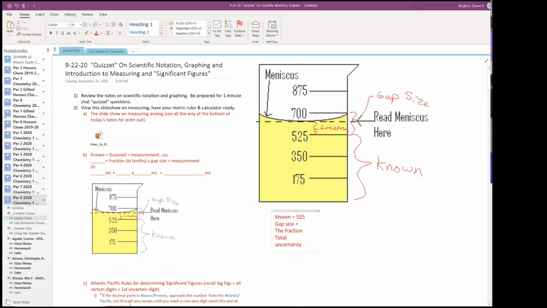The gap size, let's see. 175. The gap in question is the liquid between the 700 and the 525. So we subtract 700 minus 525, and you do get 175. That is the gap size. If the entire gap, and you can see in red ink there, it's labeled with a bracket, that's the entire gap. What fraction of that entire gap does the liquid extend into that gap? I said it was 7/10. Okay, she said 7/10.